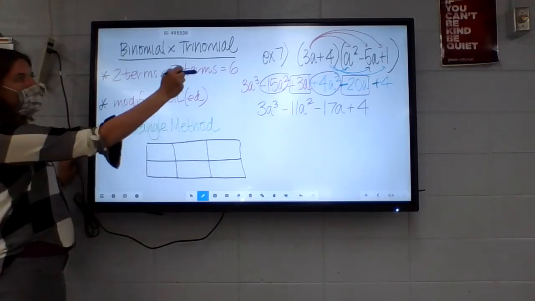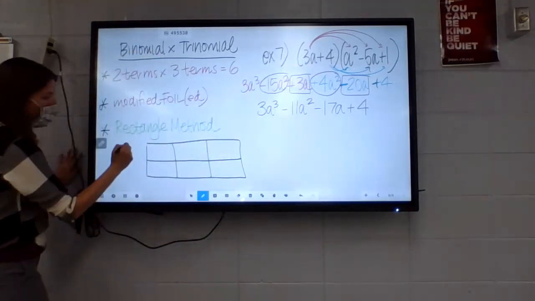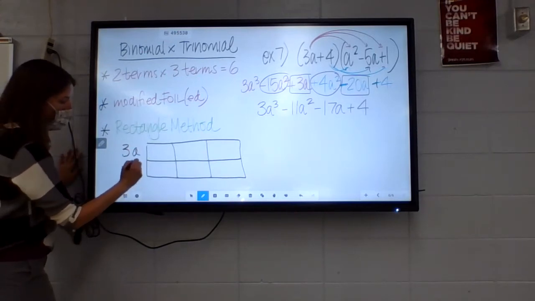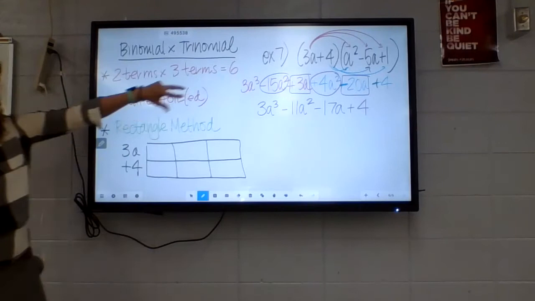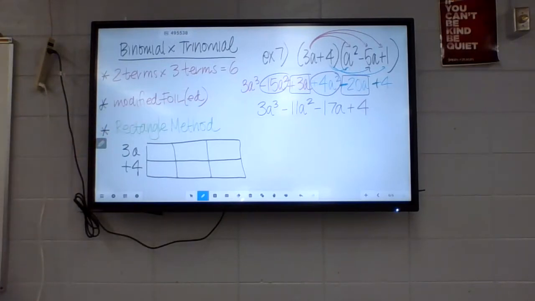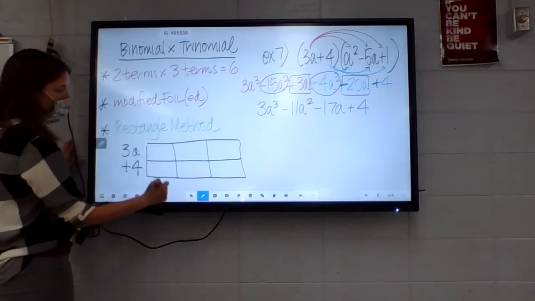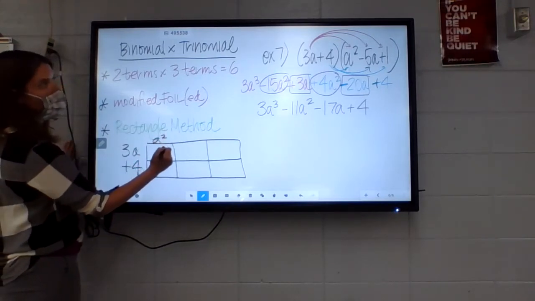So what I do is I take these two terms and I put them over here. So 3a and positive 4. I took those from that parenthesis there. Then the other terms are going to go on the top of my rectangle, if you hopefully have space, or if you have it on the bottom, it's fine.